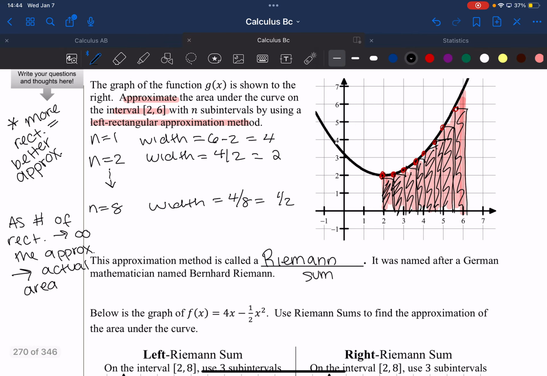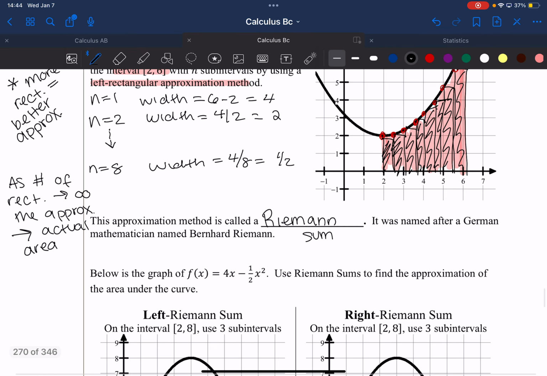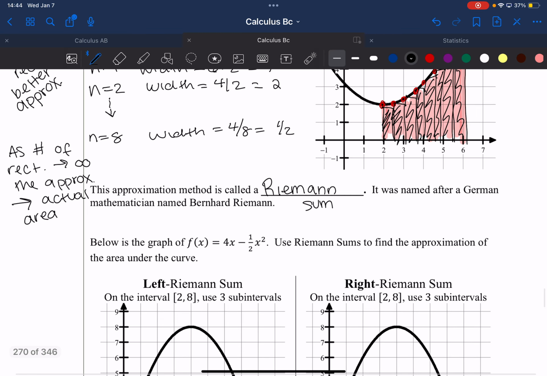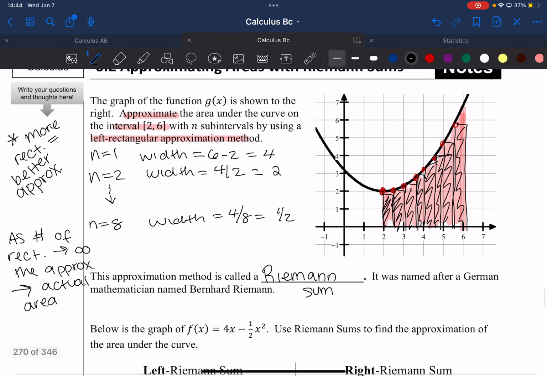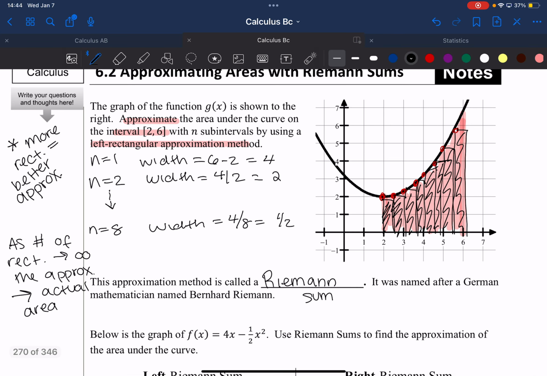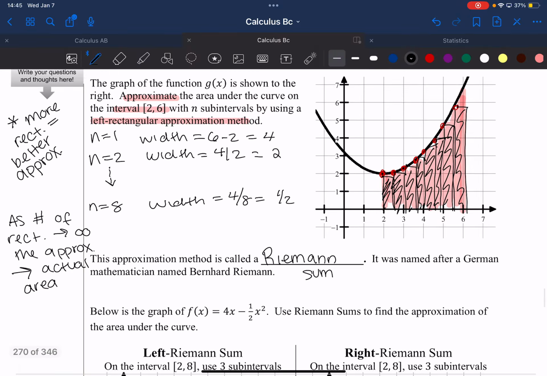So in this first example, it's just showing you the concept. Any questions so far? Yes? So, like the left side, that means the left side of the first rectangle that you draw has to be touching the line of it? Yes. It will make more sense when we look at all the different types, the left, the right, and the middle.